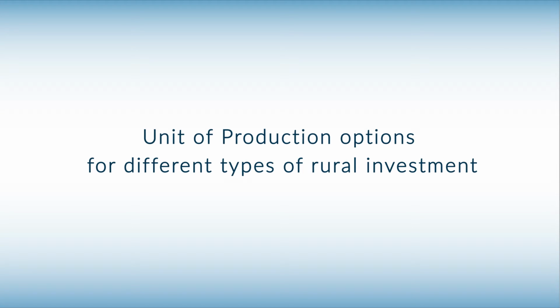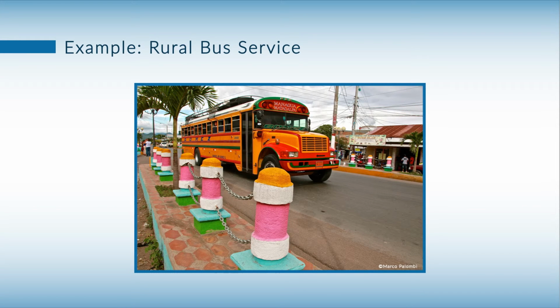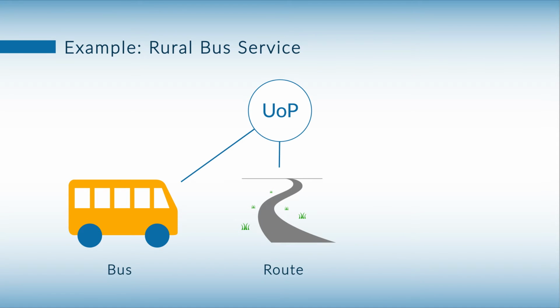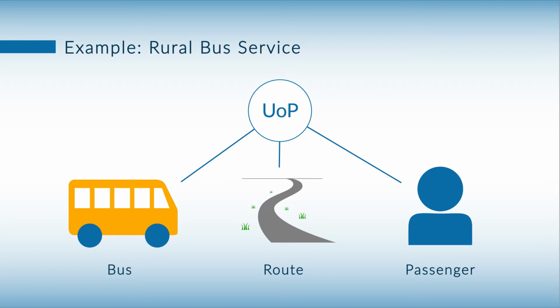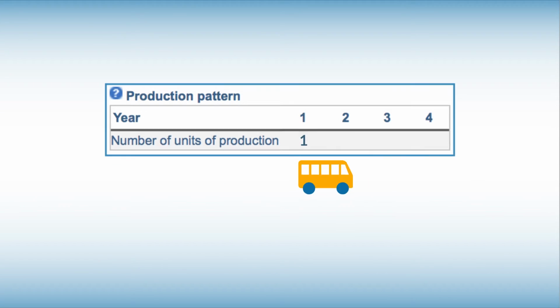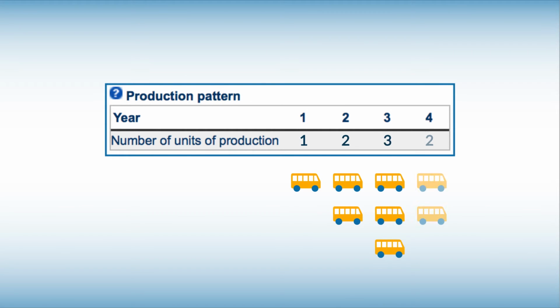Let's now look at some of the options for the unit of production for different types of rural investment. The unit of production for a rural bus service could be defined as the bus, the route over which it travels, or the passenger. Each one is possible. Using the bus as the unit of production does permit you to easily increase or decrease the number of buses in use each year throughout the production pattern.